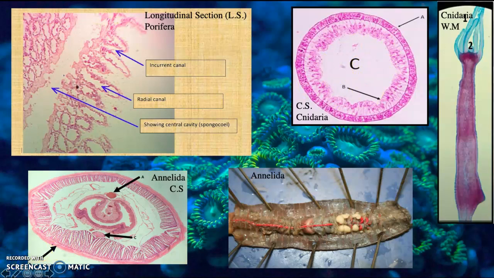Next, we will be talking about the annelida. This is a cross-section of an annelida, and this is a dissection of an annelida. Annelids do not have jaws and teeth. So what they do is they have a muscular pharynx to suck in the food from the buccal cavity. This is where the food will enter in the buccal cavity.